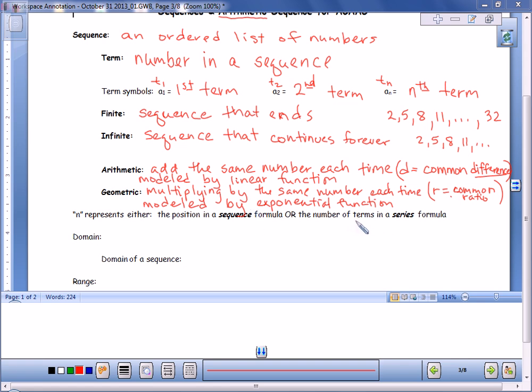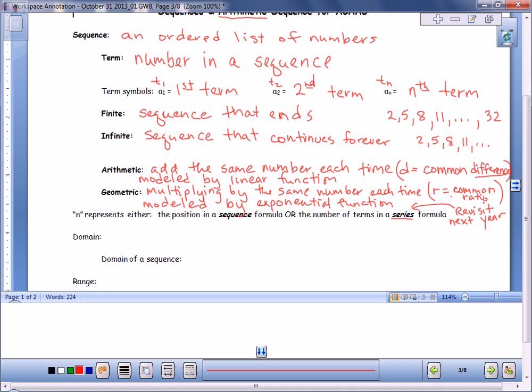Now, series is where we just sum up a sequence, where we add it up. This we will not do until next year. You will revisit it next year. We are not doing it this year. Because when we find the sum of an arithmetic sequence, it ends up being this cool quadratic function. And quadratics we're going to study next year.